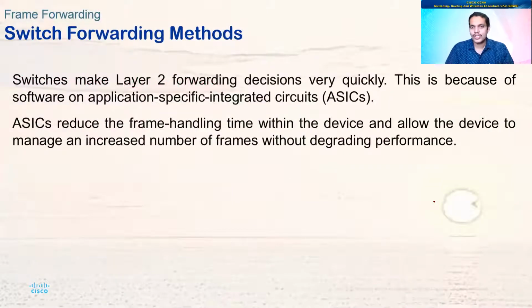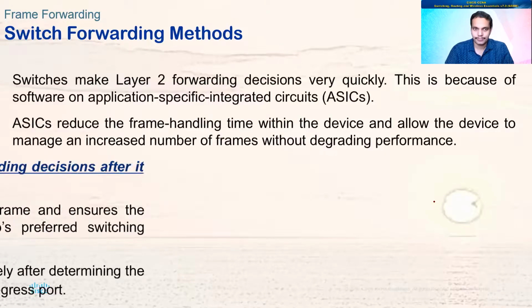Now, the switch makes the layer 2 forwarding decisions very quickly. The switch works very fast. This is because we have something called ASICs, application specific integrated circuits. These actually reduce the frame handling time within the device and allow the switch to manage an increased number of frames without degrading the performance. That is the reason switches can handle frames at a very quick rate.